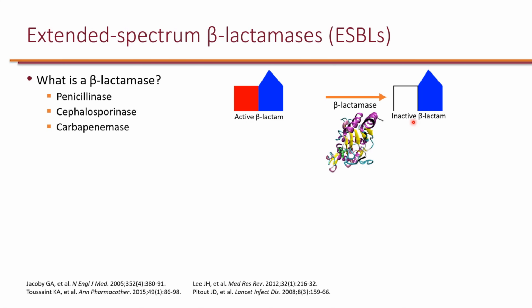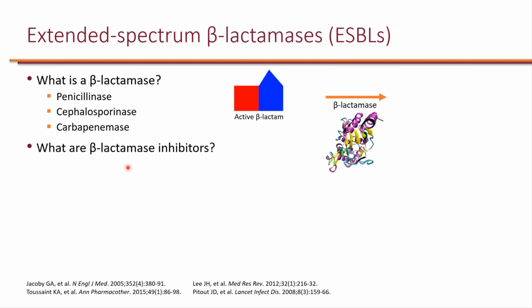And that is a mechanism of resistance for them. And there are a lot of beta-lactamases out there. So there are penicillinases that can break down penicillins in general. And then, later on, when we brought cephalosporins to the market, bacteria learned how to make cephalosporinases, which can break down cephalosporins. And later, when we had carbapenems on the market, they learned how to make carbapenemases. And collectively, these are all referred to as beta-lactamases.